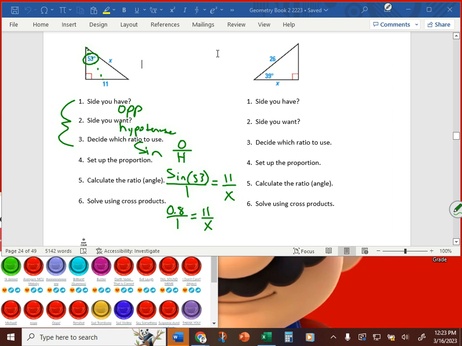Damien? I got the answer. Okay, go ahead. 13.7. And how'd you come up with that? I multiplied 1 times 11. Okay, so you get 11 there, obviously. And then I divided that by 0.79. 0.79 if we're going to be exact. Okay, well, it doesn't really matter. And then we got 13.77. Okay.